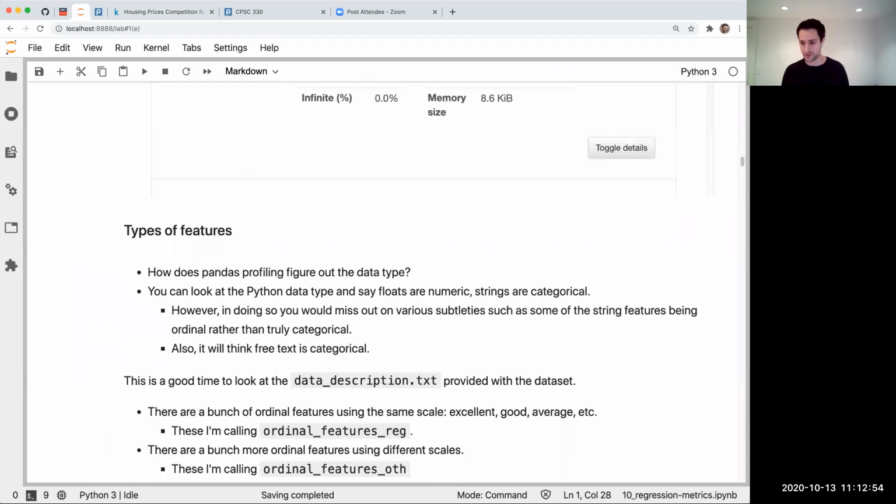I see a question from before about the midterm. You won't need to write code on the midterm. Pandas profiling counts the index, yeah, as a column. That's right. That was the ID that we saw.